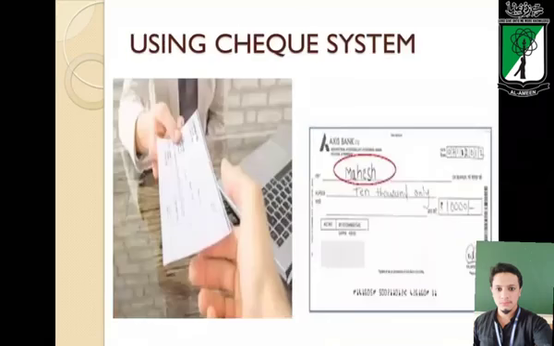Then the third point is the check system. The check system also renders an important service by providing an inexpensive medium of exchange, such as checks. In modern business transactions, the use of checks to settle debts is found to be much more convenient than the use of cash. In fact, the check is also known as the most developed credit instrument. So this is the check system.